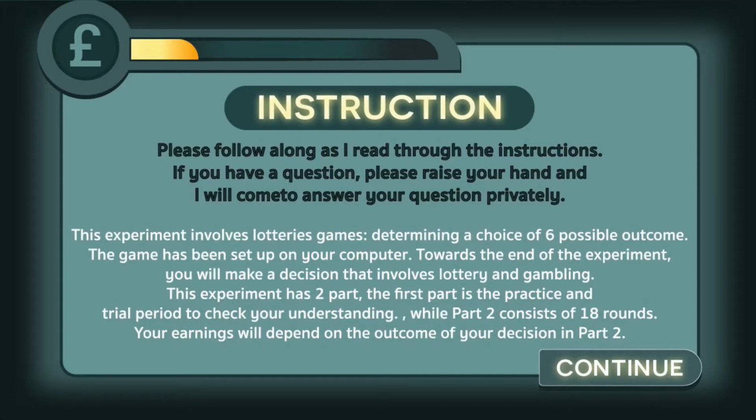This experiment has 2 parts. The first part is practicing and a trial period to check up on your understanding, while part 2 consists of 18 different rounds. Your earning will depend on the outcome of your decision in part 2. Please click continue.